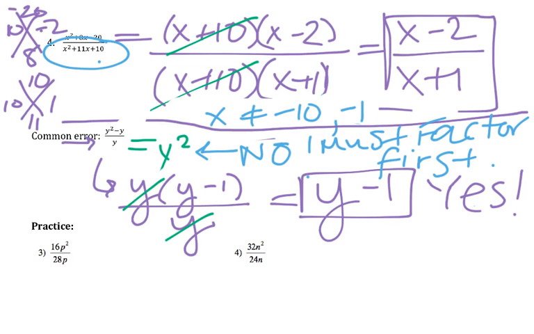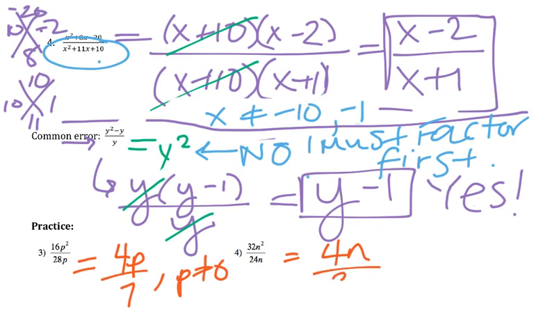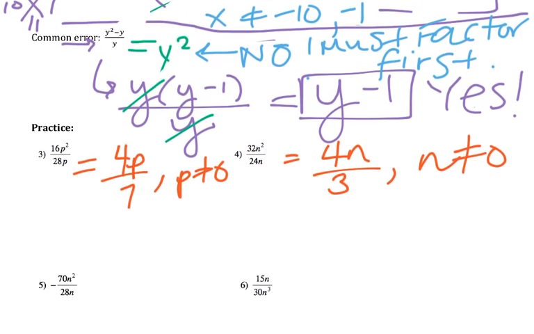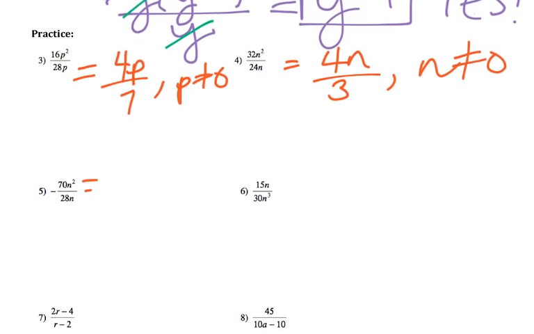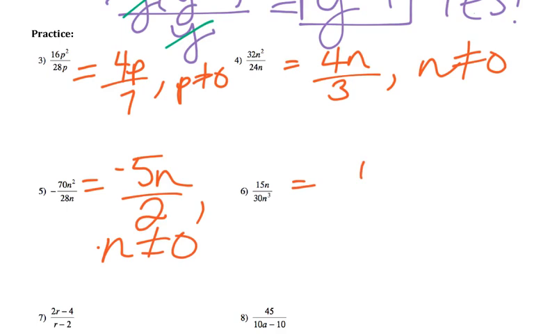Okay, so the simplified version for number 3 is 4p over 7, with p not equal to 0. Number 4, the simplified version, is 4n over 3, with n not equal to 0. Number 5 is negative 5n over 2, with n not equal to 0. Then we have 1 over 2n squared, with n not equal to 0.